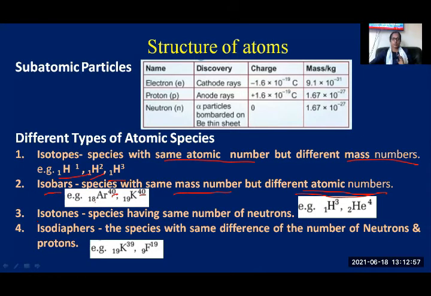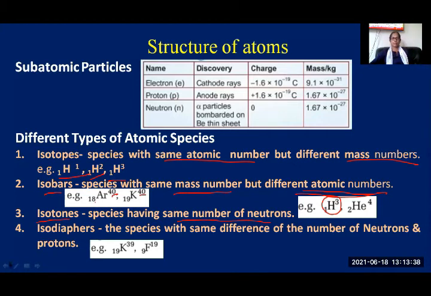Okay. Next terminology that we come across is isotones. So what are these isotones? They are the species having same number of neutrons. Okay, so say 1H3 and 2He4. So what is the number of neutron here? 3 minus 1, it is 2. And in helium 2He4, 4 minus 2, again it is 2. So species which have same number of neutrons are called as isotones.